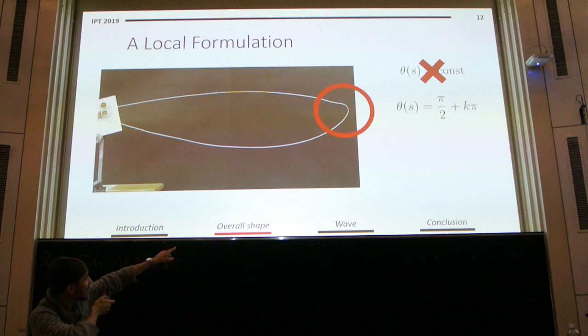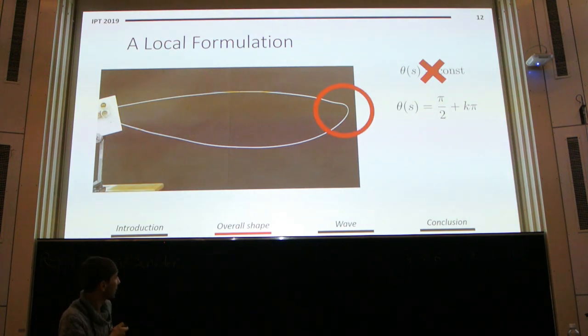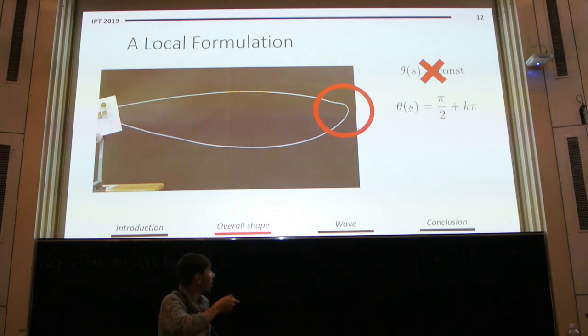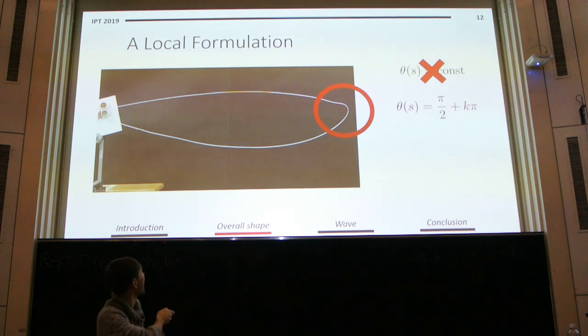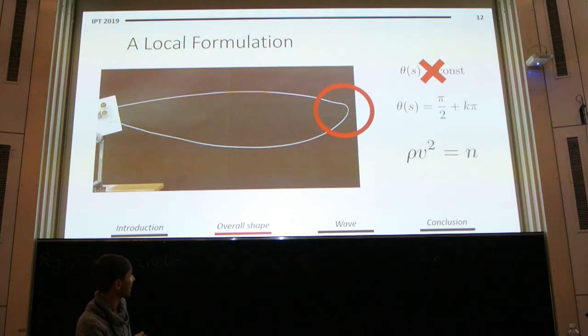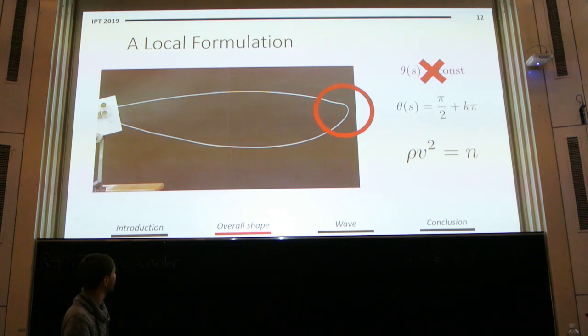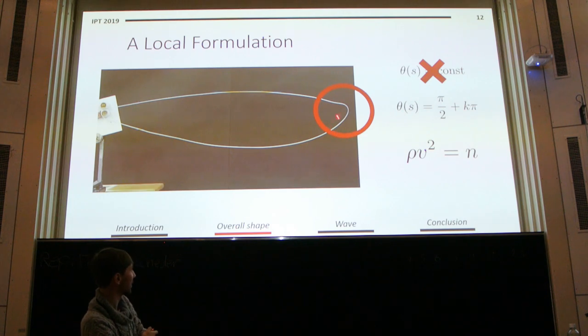But we can see that theta of s equal pi over 2 happens right here. And why is that important? Well, for our simulation, we'll have the singularity point that will stop the simulation. So basically, we have to separate our system into the top part and the bottom part. And we can say even more: at this point, we expect the tension to be equal to rho v squared. All right. So we need to investigate what the properties of this point are.